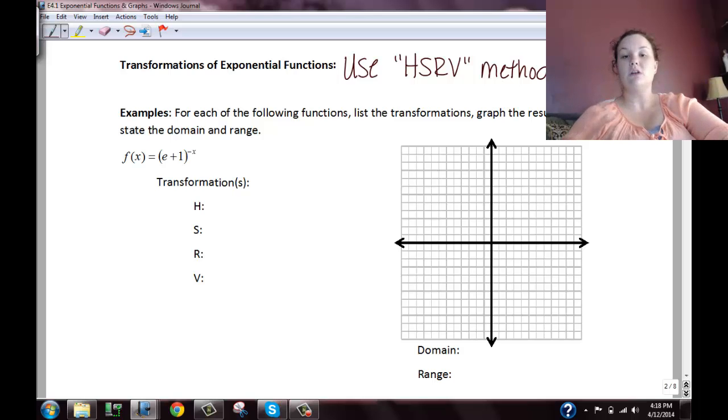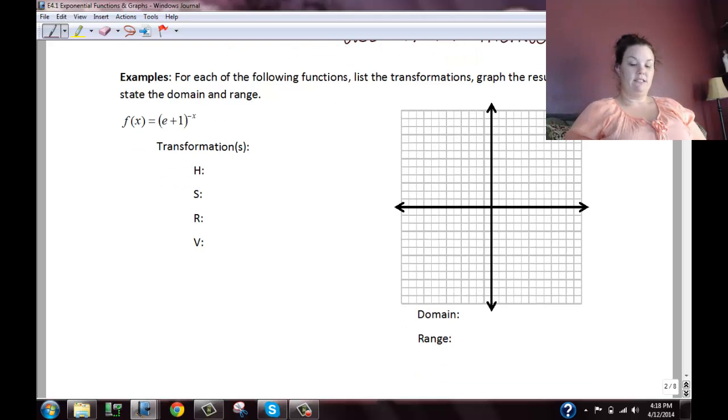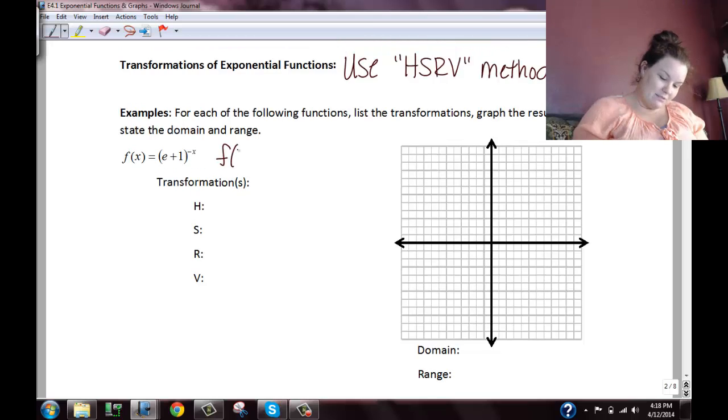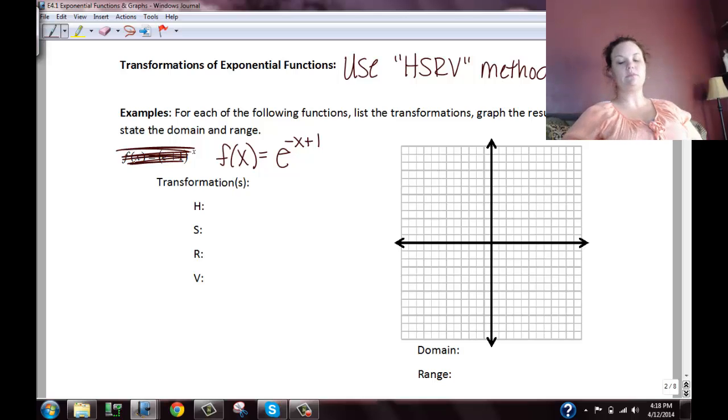which means we look for horizontal shifts, then we look for stretching and compressing, then we look for reflections, and then we look for vertical shifts. So let's go ahead and look at an example. And this first example has a typo on it, so I'm going to mark it out and rewrite it. This is supposed to be f of x equals e to the negative x plus 1. Okay, so I apologize about that.